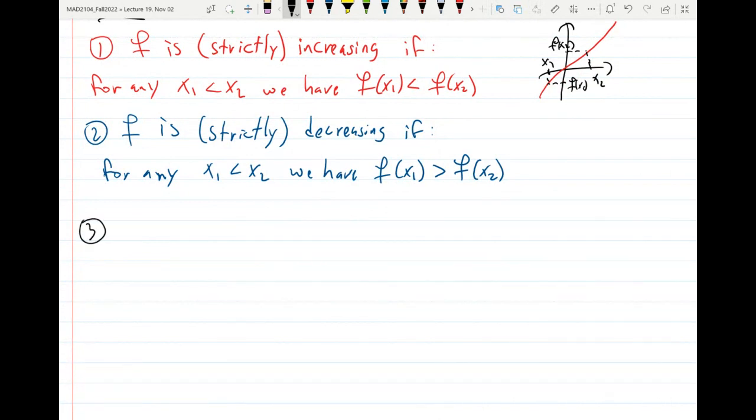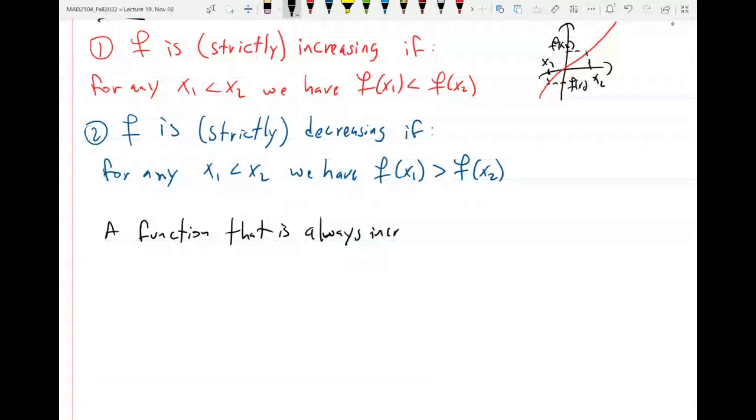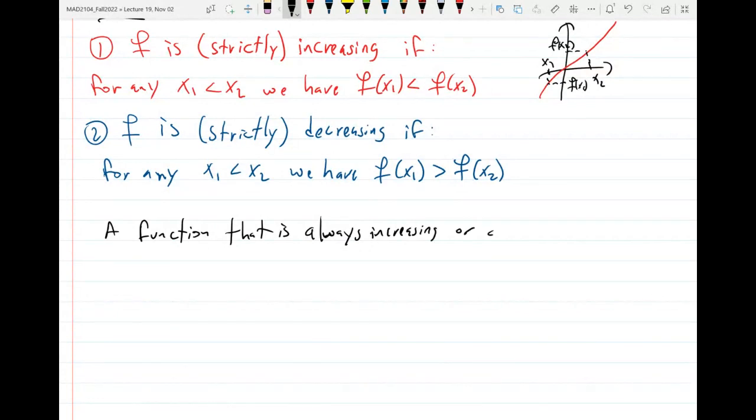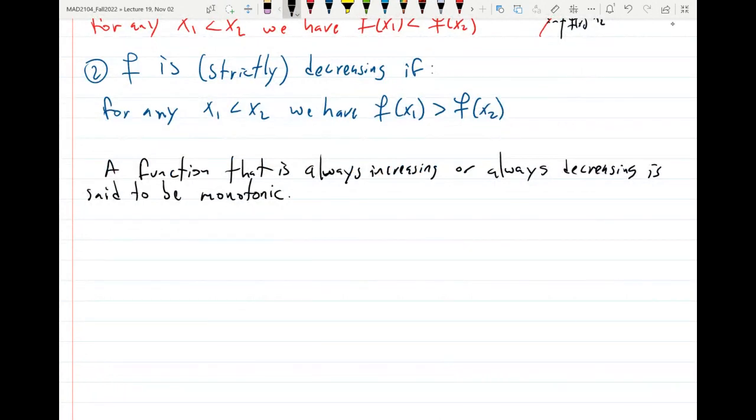So number 3, a function that is always increasing or always decreasing, you know, not an interval going up then going down, is said to be monotonic. So we use this word as a collective term for both of these cases. That way now I can nicely write the theorem. So the theorem is a monotonic function is 1 to 1.